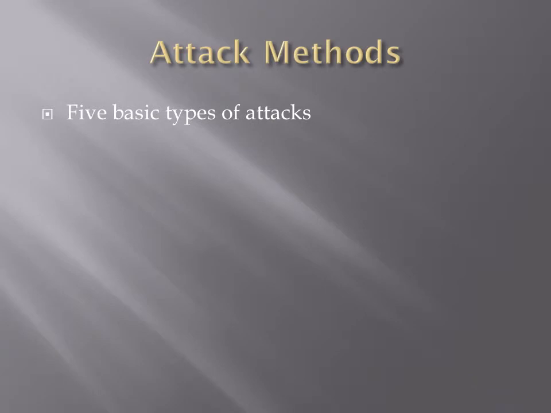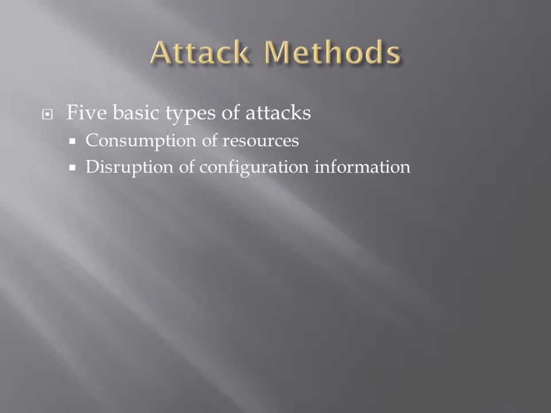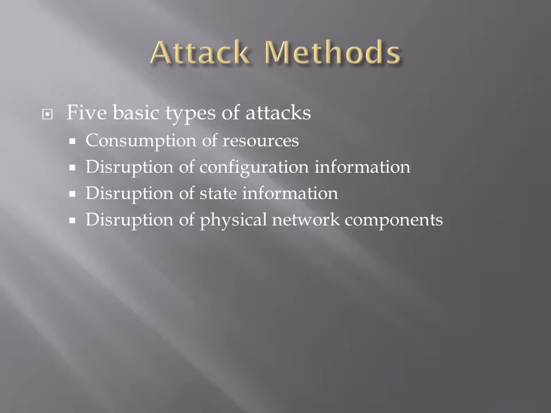A denial of service attack can be perpetrated in a number of ways. The 5 basic types of attacks are the consumption of resources such as bandwidth, disk space, or processor time, the disruption of configuration information such as routing, the disruption of state information such as the resetting of TCP sessions, the disruption of physical network components, and also obstructing the communication media between the intended users.